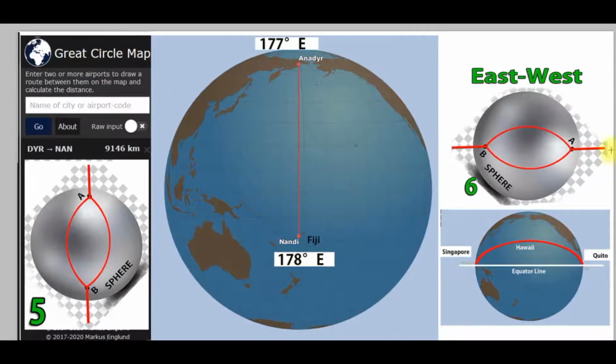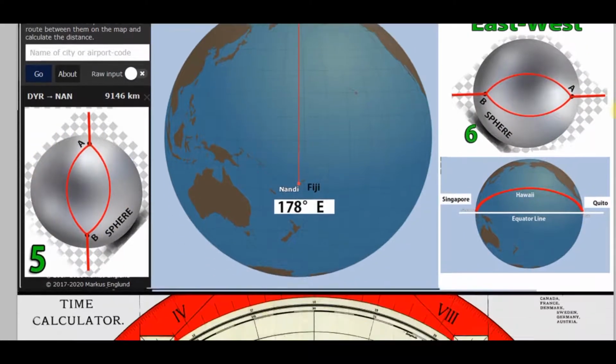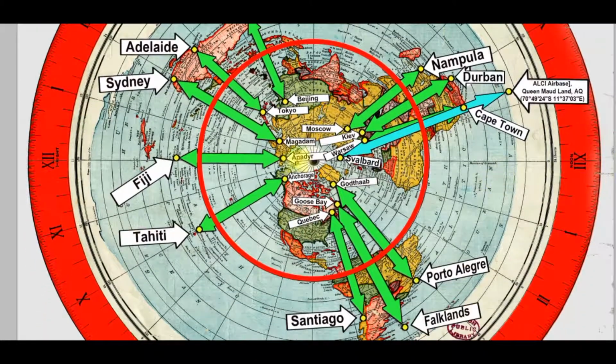Flight number 11, we have Anadyr, Russia, 177 east longitudinal line to Fiji, landing in 178 east longitudinal line right here, just 1 degree. You see a straight line going from north to south. The geometrical math doesn't apply anymore, because Earth is not a sphere. This is how this flight looks like on the flat Earth map. Anadyr, Russia to Fiji, one straight line.